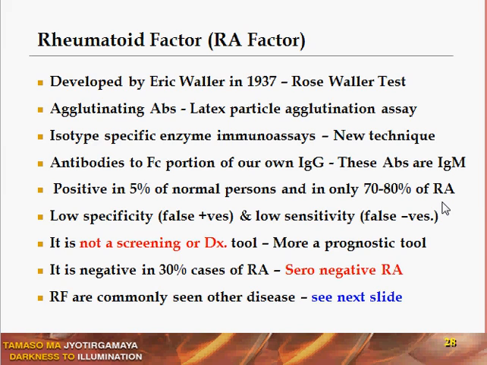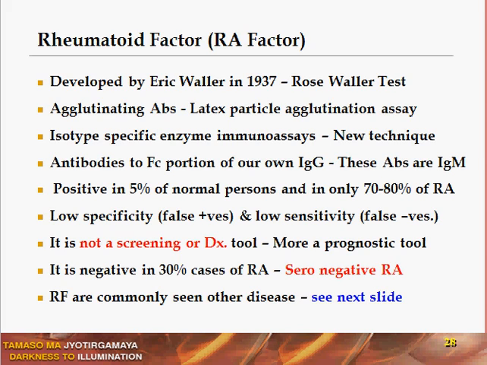So, there are false positives with rheumatoid factor, and in only 70 to 80% of rheumatoid arthritis patients do we see this being positive. The remaining 30% of the cases of rheumatoid arthritis do not show rheumatoid factor, and this situation is called seronegative rheumatoid arthritis. So, there are a lot of false positives because of low specificity, and a lot of false negatives because of low sensitivity. We cannot say it is definitely rheumatoid arthritis if the rheumatoid factor is positive. We cannot exclude the disease if the rheumatoid factor is negative.